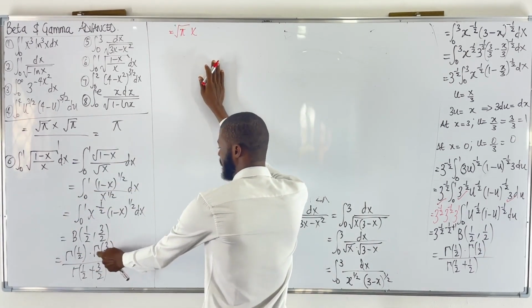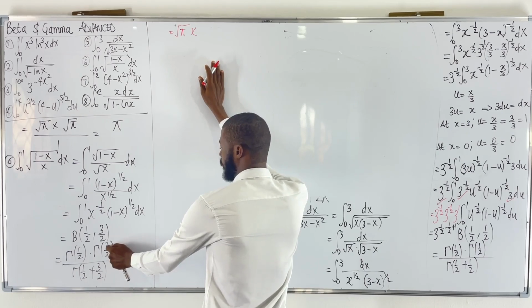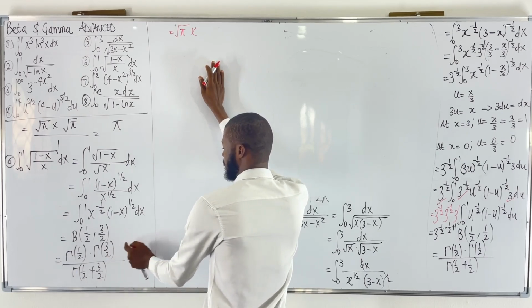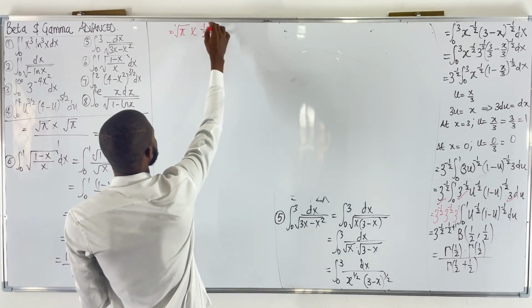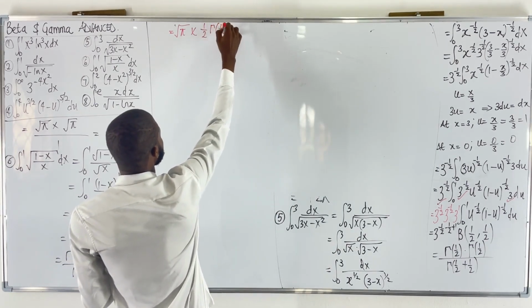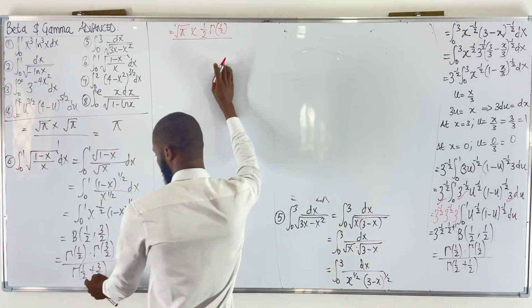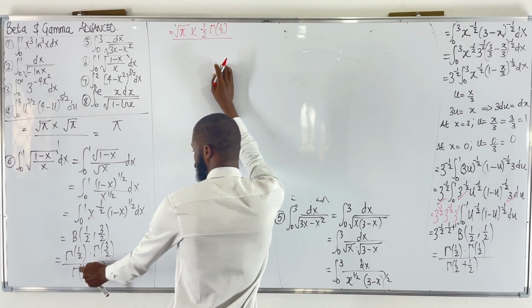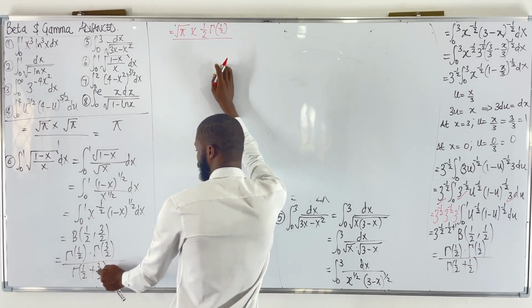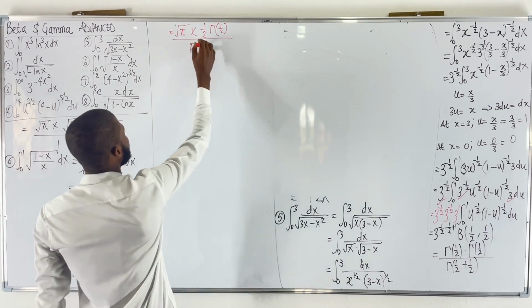Now how do we find gamma of 3 over 2? First of all, what is 3 over 2 minus 1? 3 over 2 minus 1 is 1 over 2. So this will be 1 over 2, gamma of 1 over 2, divided by 1 over 2 plus 3 over 2 is 2, because 1 plus 3, that's 4, 4 over 2 is 2. So gamma of 2.